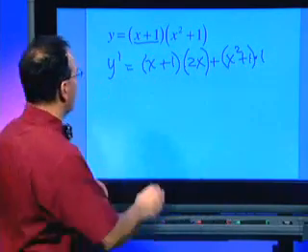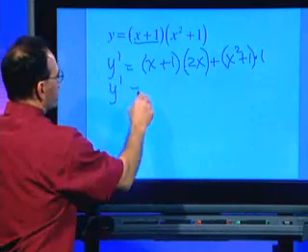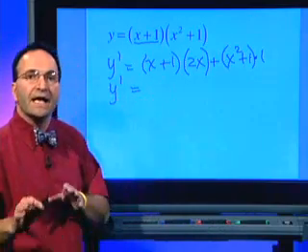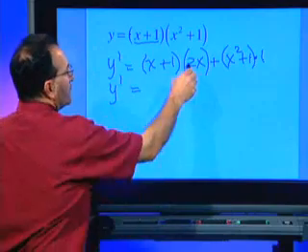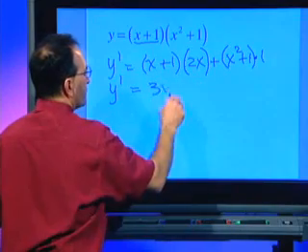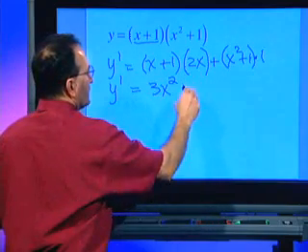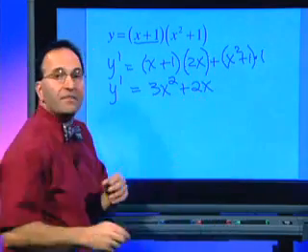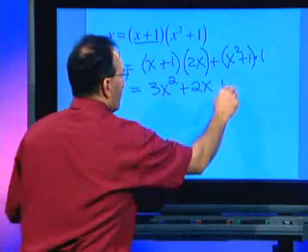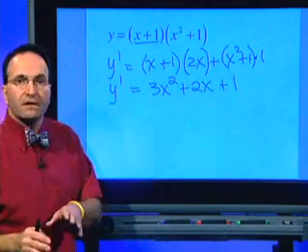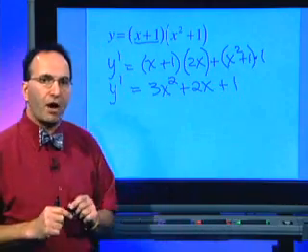So therefore, y prime, calculated this way, is going to be equal to 2x squared plus x squared, which is 3x squared. Then we have the plus 2x, and then we have plus 1. So that's the derivative that we find by using the product rule.